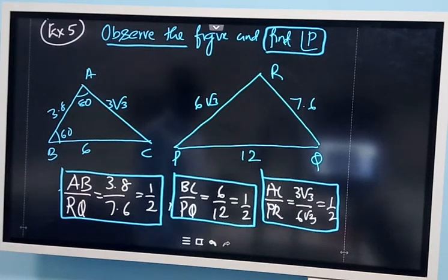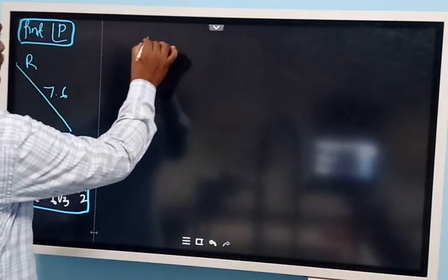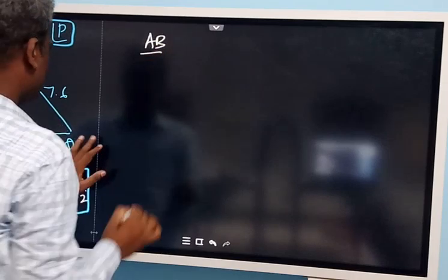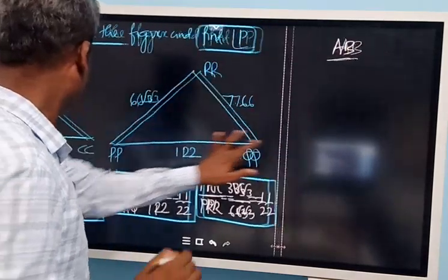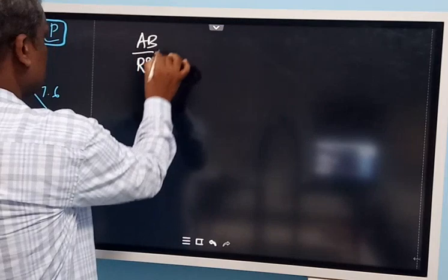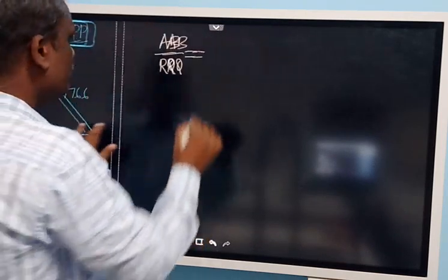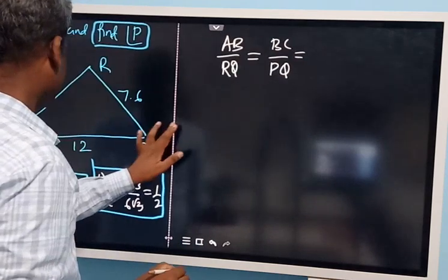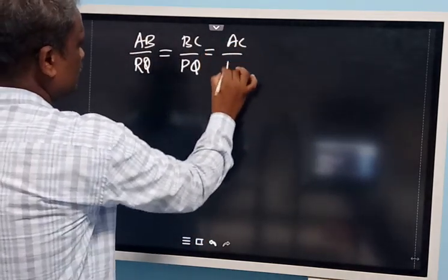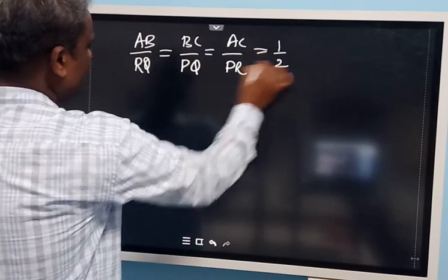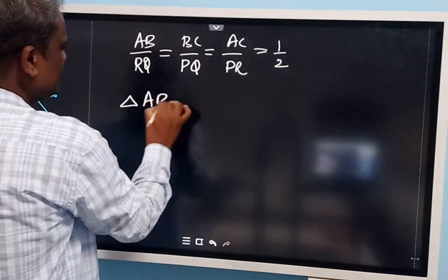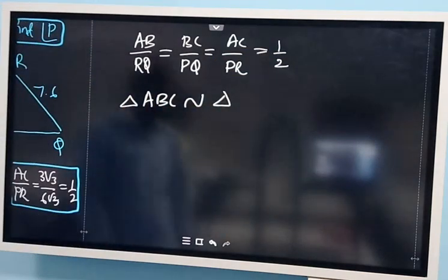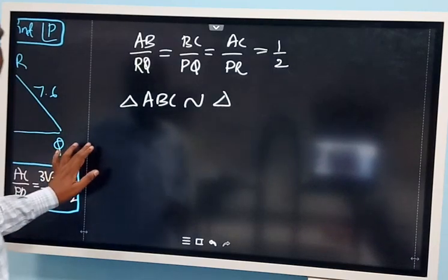So you can write, here we have AB by RQ is equal to BC by PQ is equal to the third ratio AC by PR. So all these are equal to 1 by 2. Therefore triangle ABC is similar to triangle... We should be very careful in writing this one. So which are the corresponding parts you have to see now? First one, for A it is R.